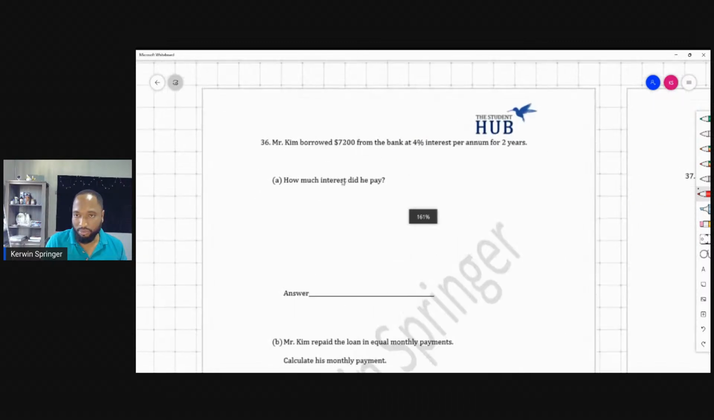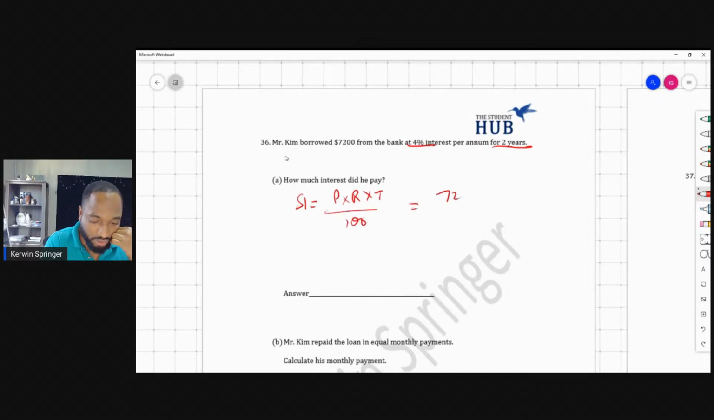Mr. Kim borrowed $7,200 from the bank at 4% interest per annum for 2 years. How much interest did he pay? This isn't coming for your exam. I'll do this really quickly. Principal by rate by time over 100. This is going to be 72. The principal is the lump sum that you put in, multiply by rate, 4 as a percentage, multiply by the number of years over 100.